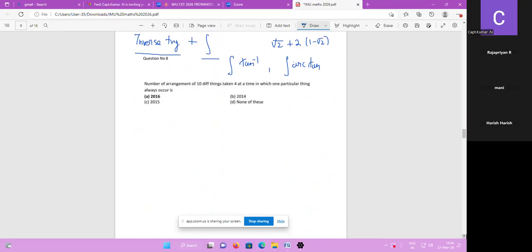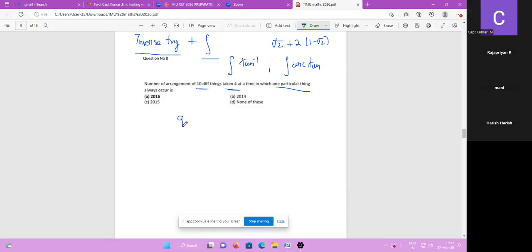Now there will be one choose problem. Almost two, definitely one. So now hear the question. Number of arrangements of 10 different things taken 4 at a time, in which one particular thing always occurs. Okay, so remember this. One is always occurring. So I'm not choosing from 10. I'm choosing from 9. Not choosing 4. I'm choosing 3, because one is always occurring, right?